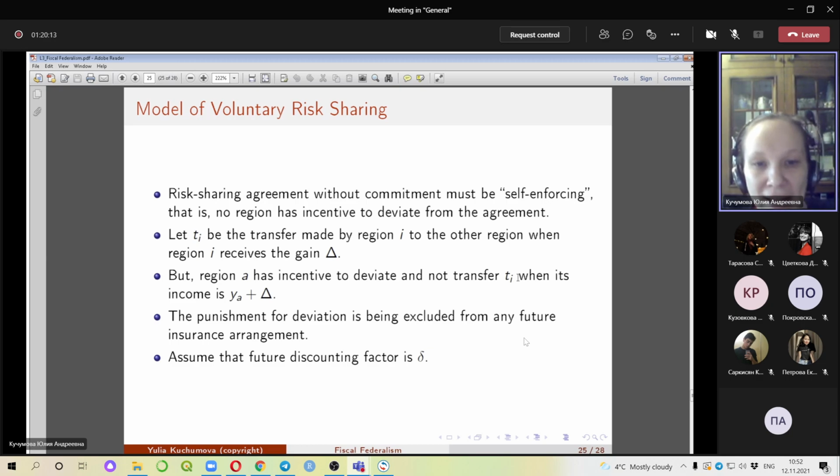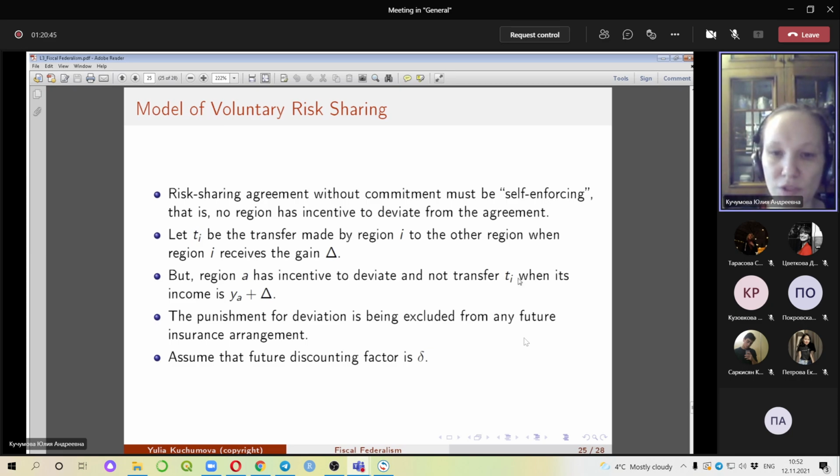But region A has an incentive to deviate and not transfer TA when its income is YA plus delta, right? When he receives a gain, he doesn't want to transfer any money. But if there is a punishment for deviation, like exclusion from any future insurance arrangement, then that risk sharing arrangement can be supported as an equilibrium.